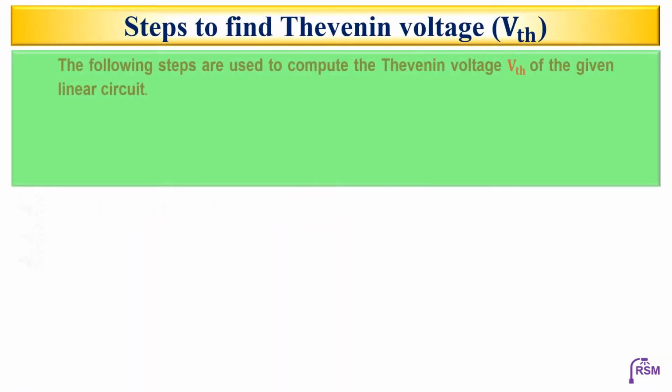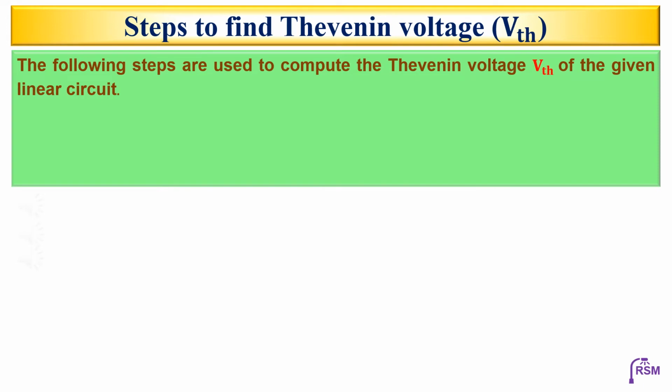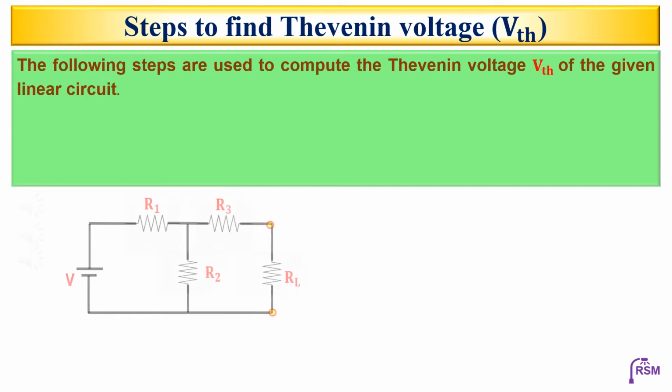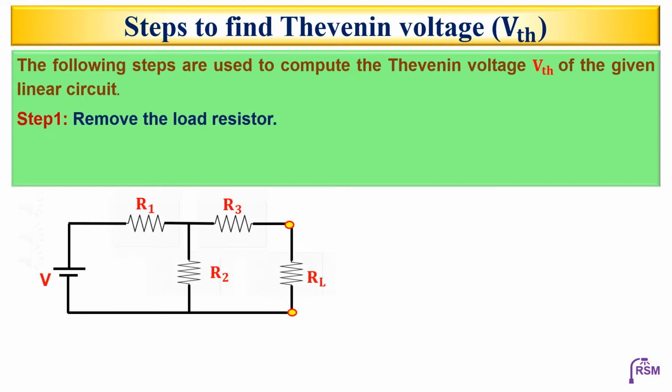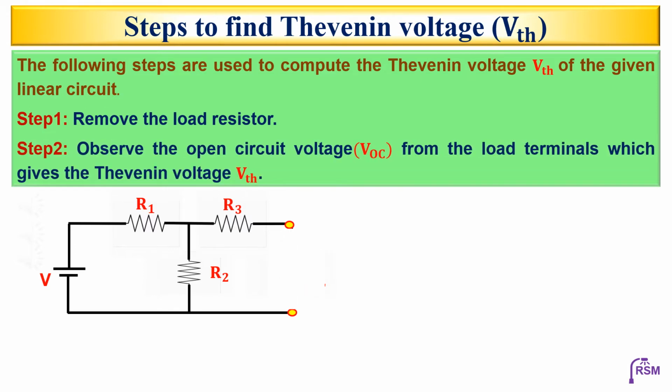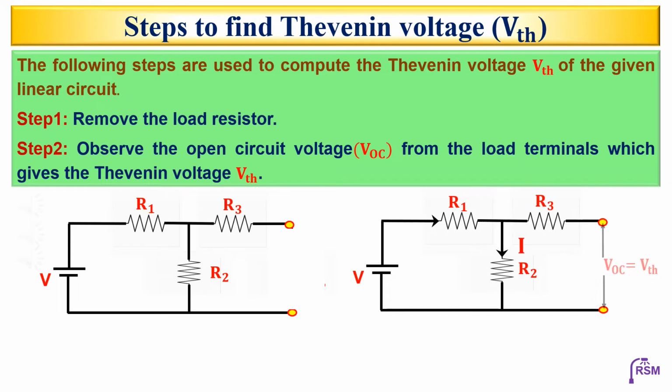The following steps are used to compute the Thevenin's voltage VTH of the given linear circuit. Step 1. Remove the load resistor. Step 2. Observe the open circuit voltage VOC from the load terminals, which gives the Thevenin's voltage VTH. In this case, the Thevenin voltage, that is the open circuit voltage observed from the load terminals, is nothing but the voltage across the resistor R2.